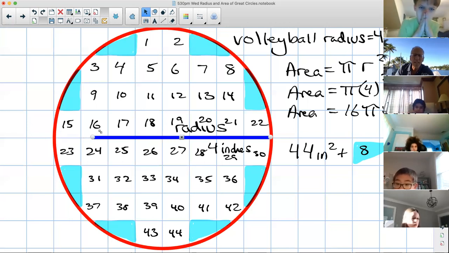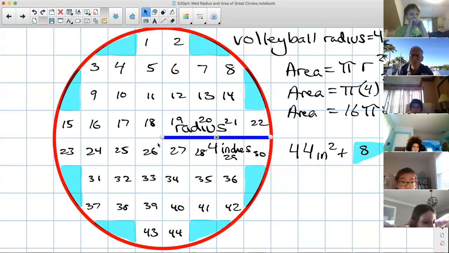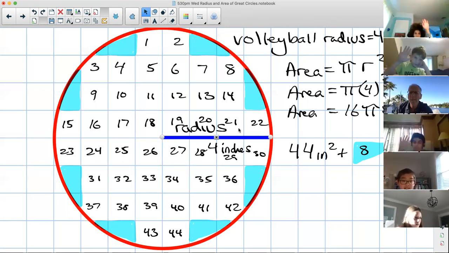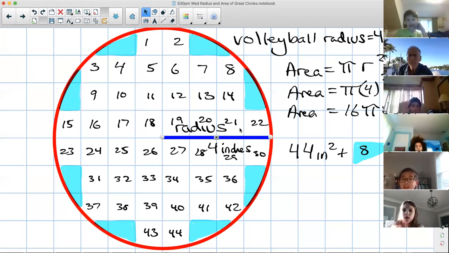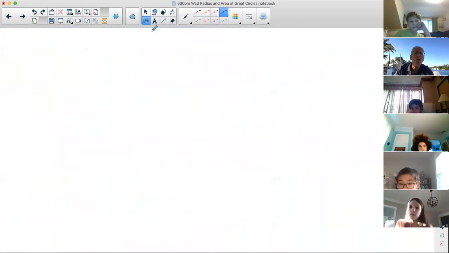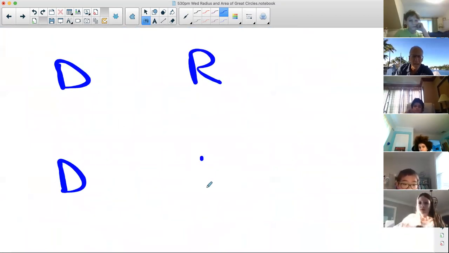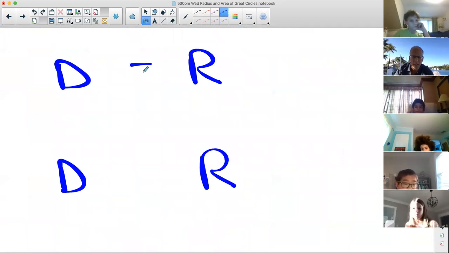Now, what is the segment called, which is going from the center of the sphere or the circle to the outside? Please raise your hand. Adalia? Radius. It is the radius. Who can give me 2 formulas that connect diameter and radius? Diameter and radius. I'll put an equal sign in between. Neither of these are true right now.